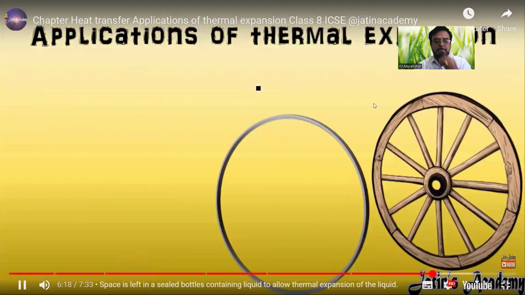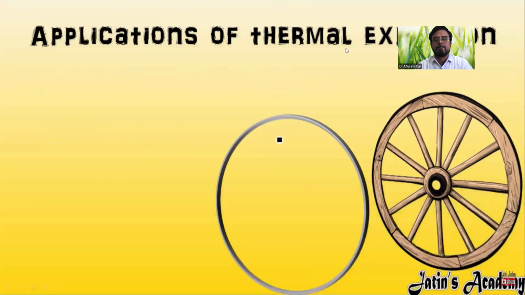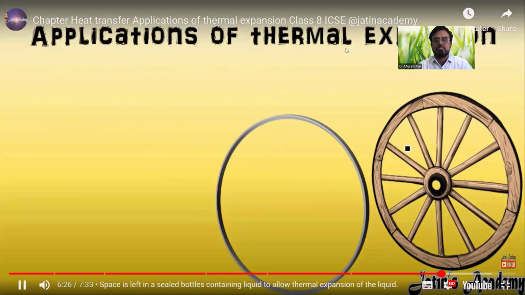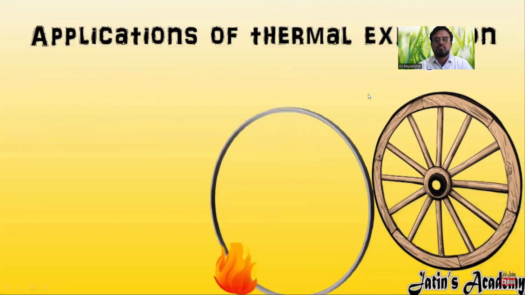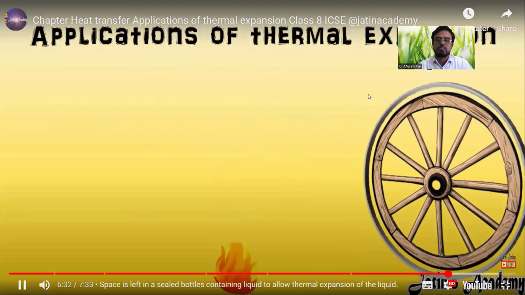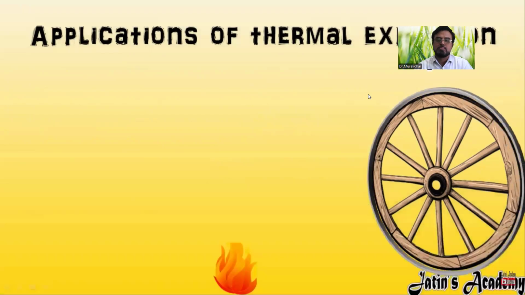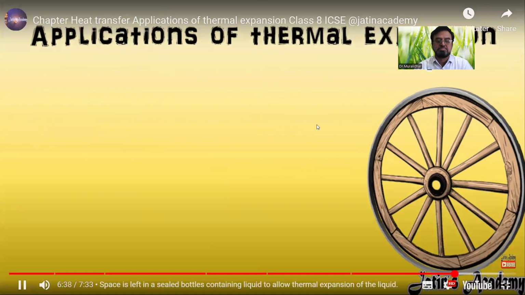The next application of thermal expansion: in order to make the wheel of the Tonga, the iron rim diameter is always less as compared to the wooden wheel diameter. Why? Because whenever we fit this expanded ring on the wooden wheel, it is going to adjust itself. Afterwards there is a cooling effect. They pour cold water onto it, and after cooling there is a contraction. It can easily adjust to the wooden wheel.